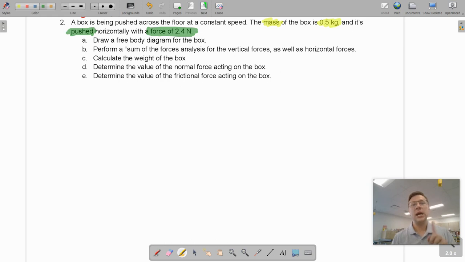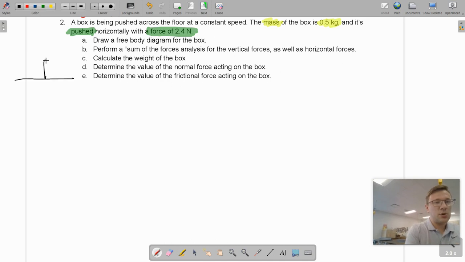We're going to draw the free body diagram. We are going to perform some of the forces analysis, or write out a net force equation, for both the vertical and the horizontal forces. We're going to need to calculate the weight of the box, determine the normal force acting on the box, and then take it a step further and figure out the frictional force acting on the box. So for this one, let's go ahead and draw our free body diagram.